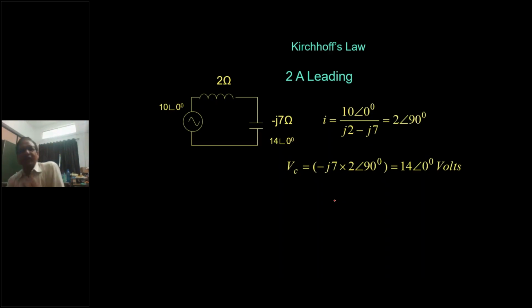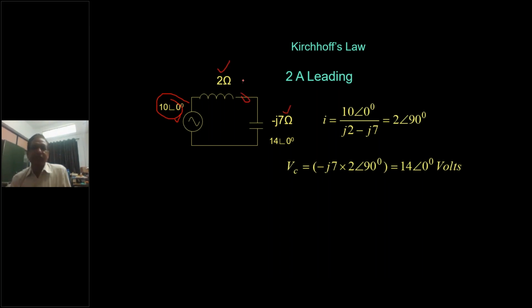Another example I am taking is STATCOM. Before going to STATCOM, we will simply see Kirchhoff's law. This is the AC voltage, 10 volt at an angle of 0 degree. I have just taken an example. This is 2 ohms, this is 7 ohms. What will be the current?